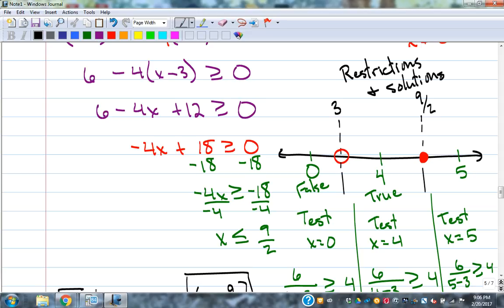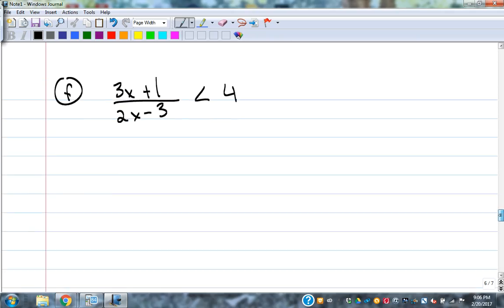Let's look at this one. It's something with a 4 in it as well, but it's a little different here because we've got a different denominator. Makes it more fun. So what are we getting at? We need a 0 on one side, so we need to move the 4 to get that.